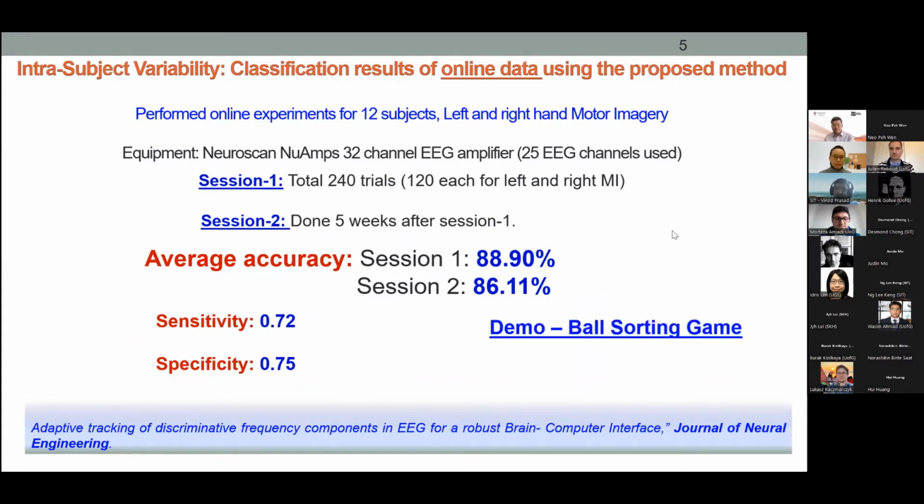Okay, now let me show you a simple game because we want to entertain the patient. So we did this interface with a simple game. It's called a ball sorting game. Let me play it.